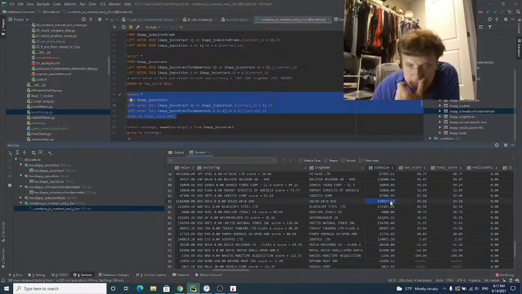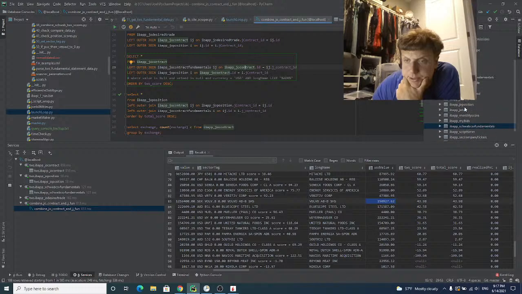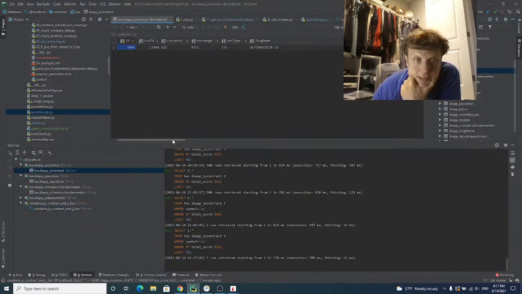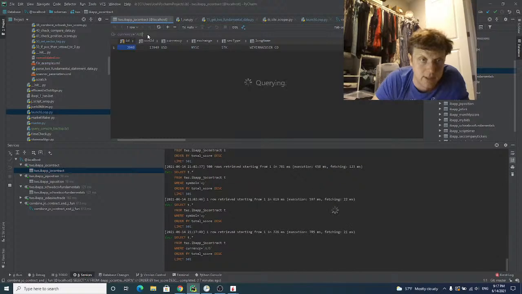Now, a big question for me is I don't want to go sell a whole bunch of Australian companies if there's no better deals in Australia, because I do want to be exposed to Australia a little bit. So let's go look at all of our Australian contracts. Let's look at all of them with a currency of AUD.